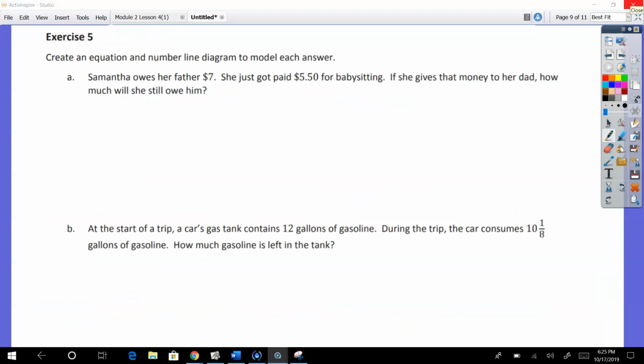Okay, so exercise 5, pause the video, try it on your own, play the video to check your answers. Okay, create an equation and a number line to model each answer.